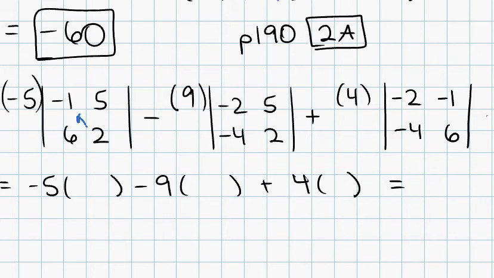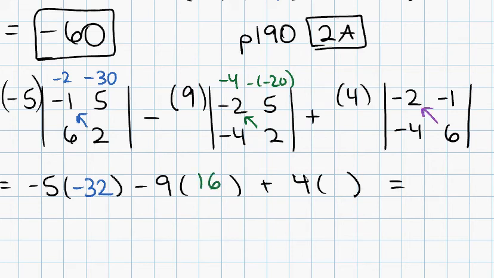And then again at this step, it's just cross multiplying and subtracting. And if you type that into your calculator, you should get negative 48.